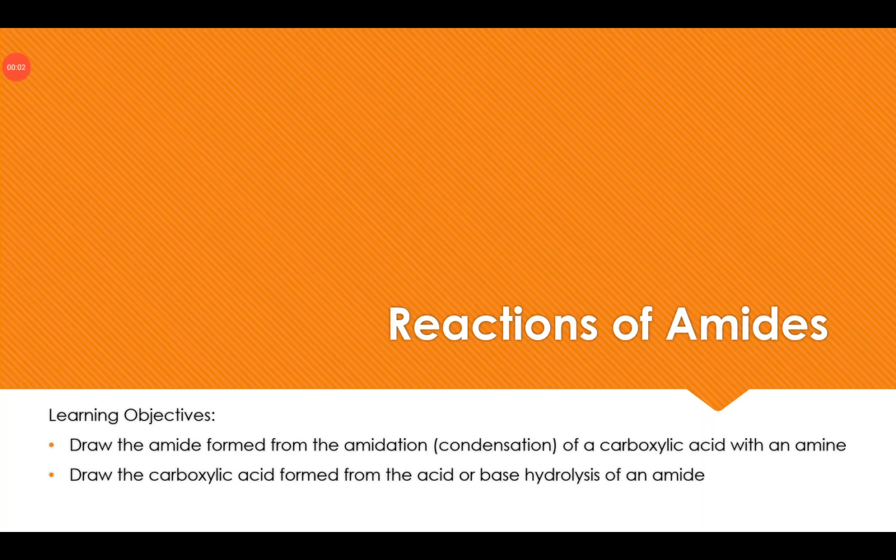In this video, we're going to be talking about chemical reactions of amides. We will learn how to draw amides formed from amidation, which is a form of condensation reaction between a carboxylic acid and amine. And we will also draw carboxylic acids formed from the acid or base hydrolysis of an amide.